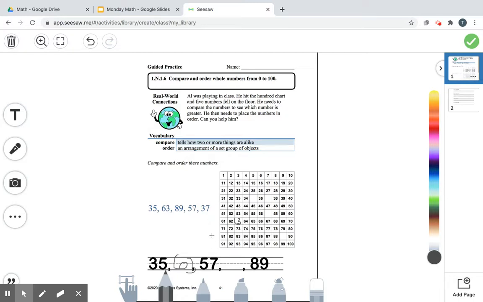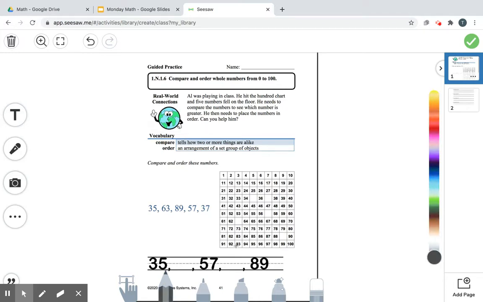57. There's 57. How about 37? 37 goes right there. I'm going to write it down. Now, we have a problem, Houston. 63 is not smaller than 57. I messed up. Don't know what I was thinking. That's what I get for being in a hurry.